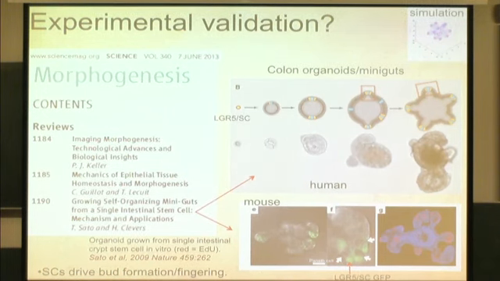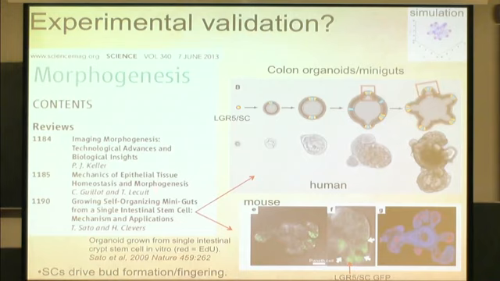Now, that's the complicated model. The question is, is there any experimental evidence for it? Well, there is evidence for each piece of it, but how about when you put everything together? As a first place to look, we can look at what are called mini-guts or colon organoids.